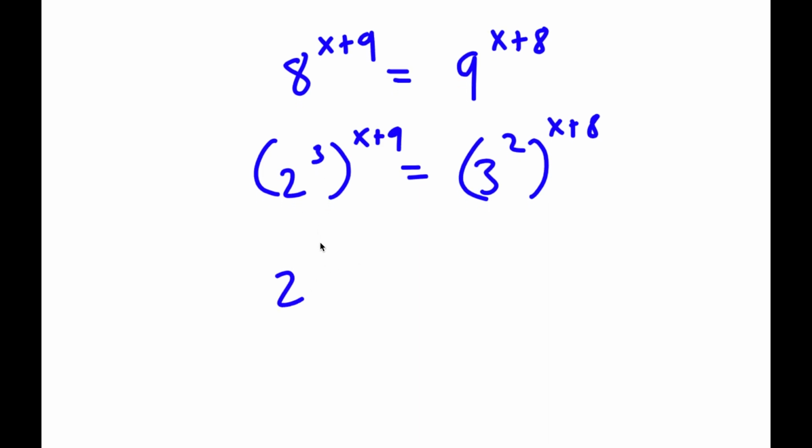Now, this is the same thing as 2 to the power of 3x plus 27. I simply multiplied 3 with x plus 9. I'm going to do the same thing with 2 and x plus 8, so 2x plus 16.